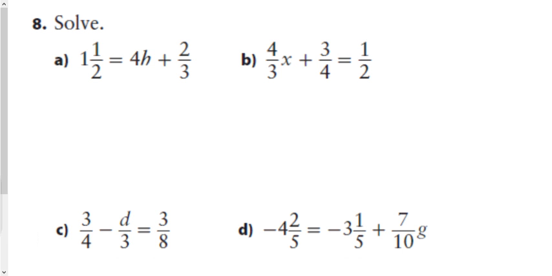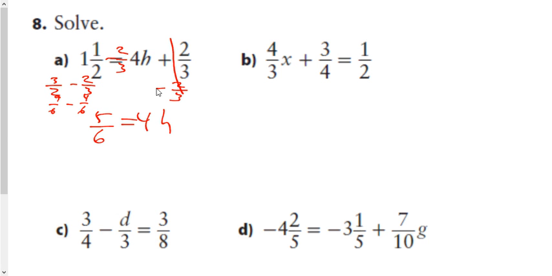Question number 8, we have 1/2 is equal to 4h plus 2/3. So if I solve it the regular way, I'm going to subtract 2/3 from both sides. 4h is equal to, 1/2 is 3/2. Take away 2/3, common denominator is 6. 9/6, take away 4/6 is 5/6. Then I want to get rid of that 4 coefficient by dividing this side by 4, which is the same thing as multiplying by the reciprocal of 4. So h is isolated, and the value is 5/24. So h is equal to 5/24.